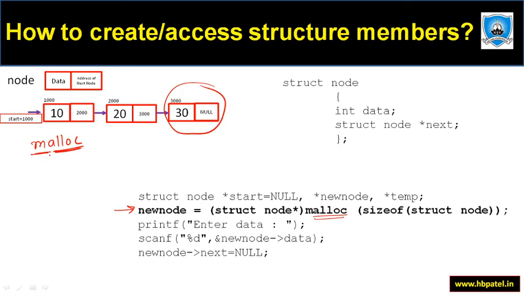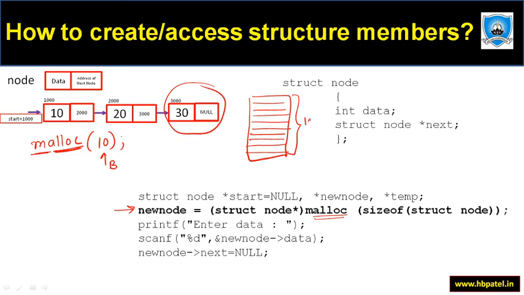Supposing you need a block of 10 bytes, you will specify that number: malloc 10. It will give you a 10 byte block, 1, 2, 3, 4, 5, 6, 7, 8, 9, 10, in memory. But over here I don't need a 10 byte block. I need a block which can hold these two members, a data member and a pointer member.